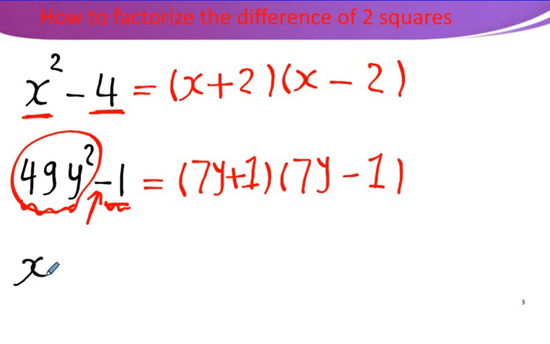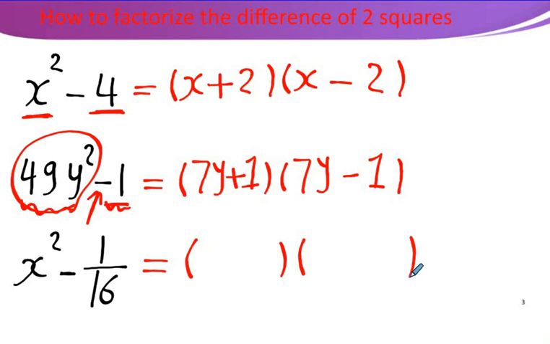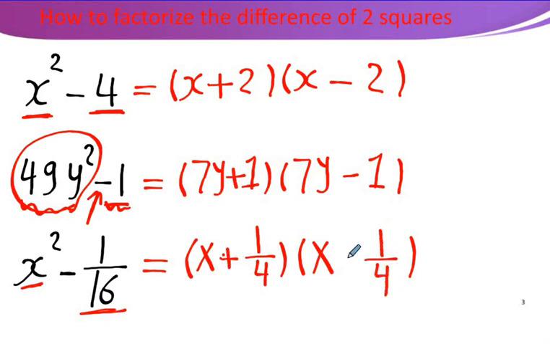x to the power 2 minus 1 over 16. Difference between two squares, so two brackets. The square root of x squared is x, so x here and x here. The square root of 1 over 16 is 1 over 4, so 1 over 4 here and 1 over 4 here. One positive and the other negative. Another example.